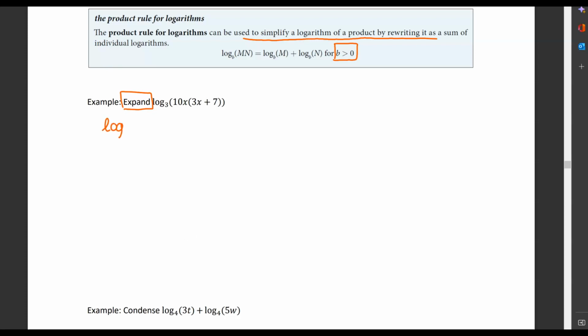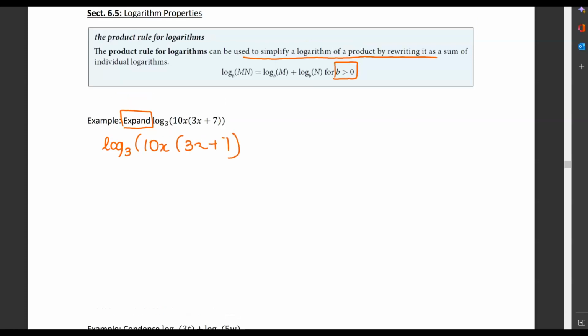So here's log base 3 of 10x times 3x plus 7. So one thing for us to notice here is that there is multiplication that is happening here and here. Okay, so we want to break that up. So we're going to go ahead and do log base 3. Here's our first one, 10x, plus, we're breaking up this multiplication here, log base 3 of 3x plus 7.